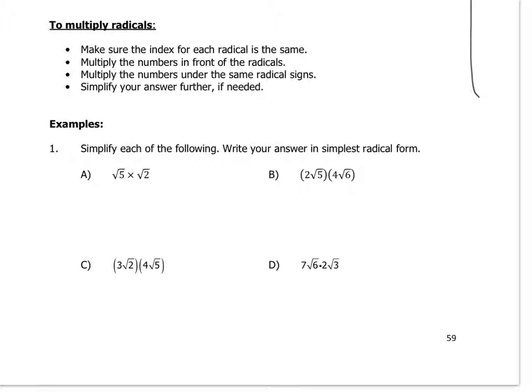So the first one here is square root of 5 times square root of 2, so they're both square roots, so that means we can put the product of 5 times 2 under the one square root sign, and that will give you the square root of 10.